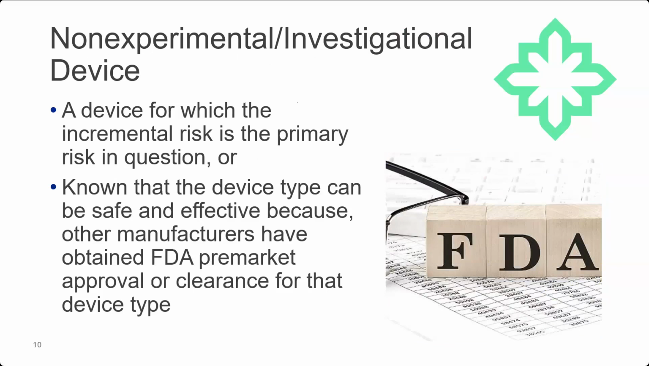so non-experimental investigational devices. A Category B, or non-experimental investigational device, refers to a device for which the incremental risk is the primary risk in question. That is, the initial questions of safety and effectiveness of the device have already been resolved, or it is known that the device type can be safe and effective because, for example, other manufacturers have already obtained FDA pre-market approval or clearance for that device type.